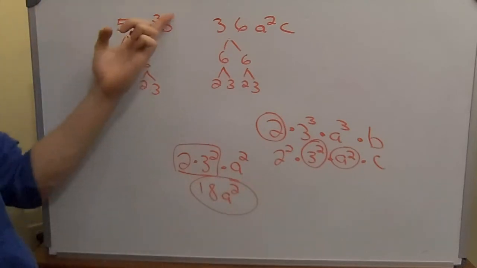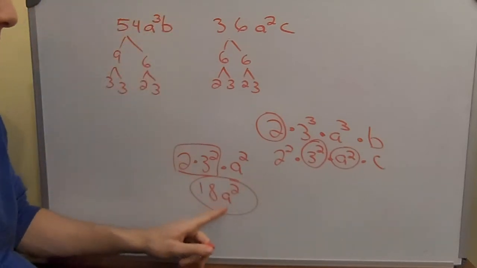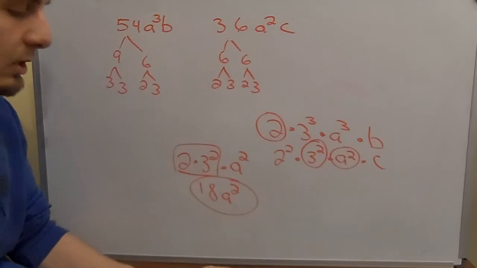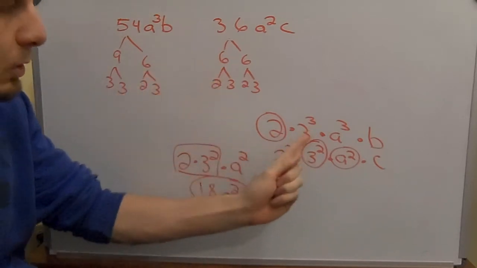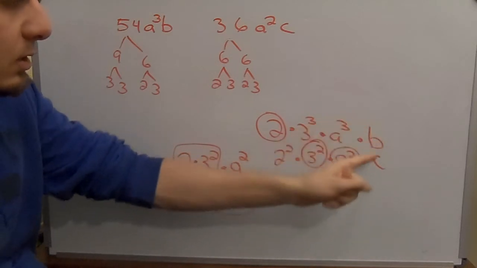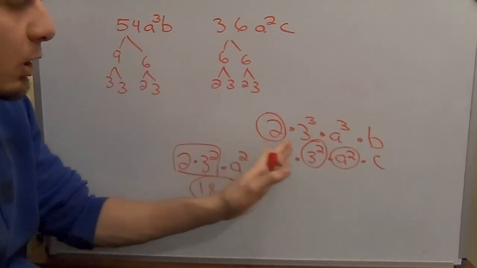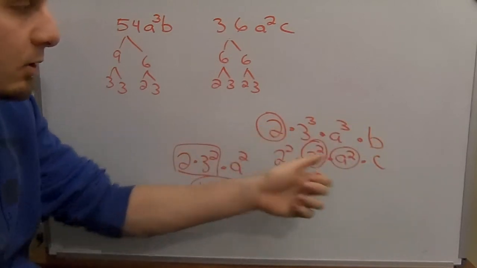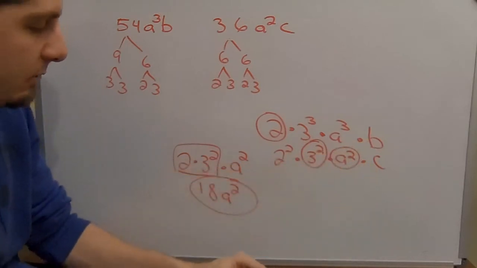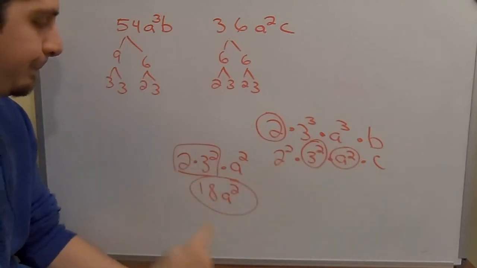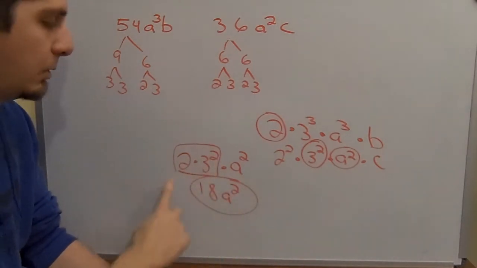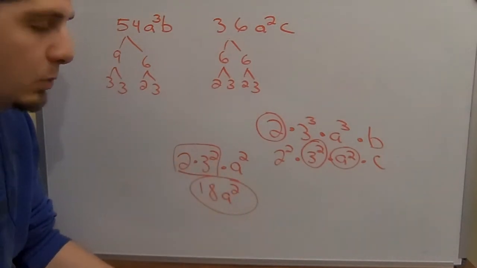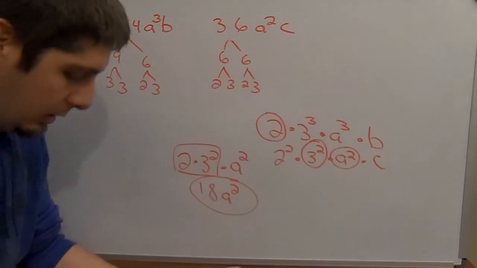So if you're doing it with monomials, this is how you would do it. Same process, find the prime factorization of each number. Okay, make sure to include the variables on the end this time. Find not only the common prime factors they have, but also the common variables that they have. And you will then take all the common prime factors and variables and multiply them together. And in this case, we got 18a squared.